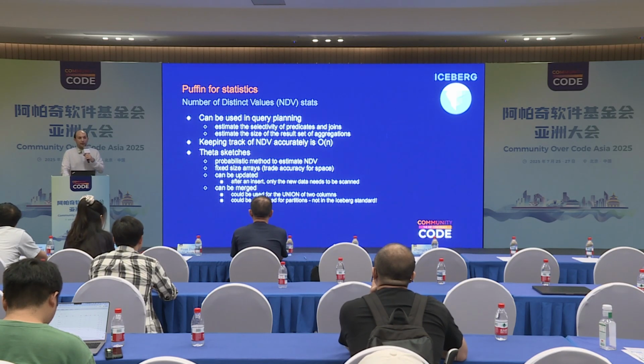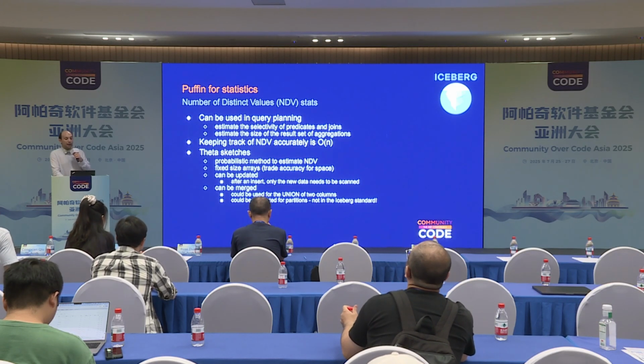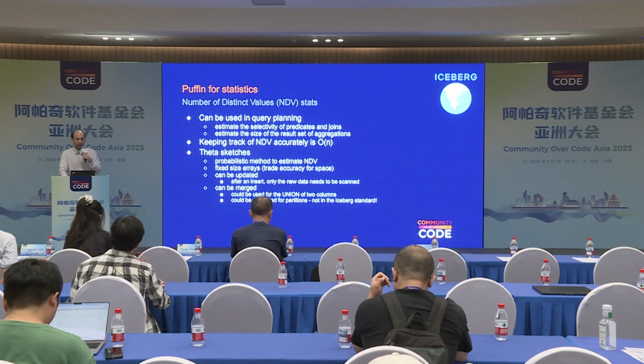And in Puffin, the choice has fallen on Apache theta sketches. So you can decide how much space you'd like to use for it. You can decide at the beginning and have a fixed size array. Of course, if it's bigger, then it could be more accurate. And then later on, you don't need to grow or shrink this array.